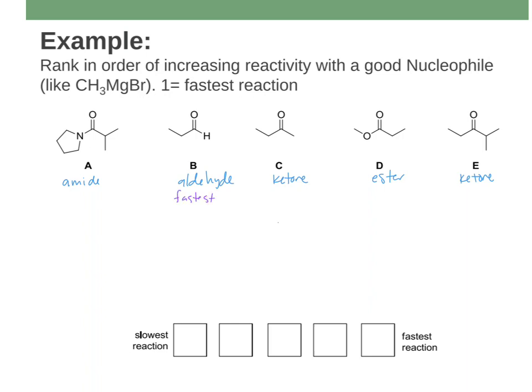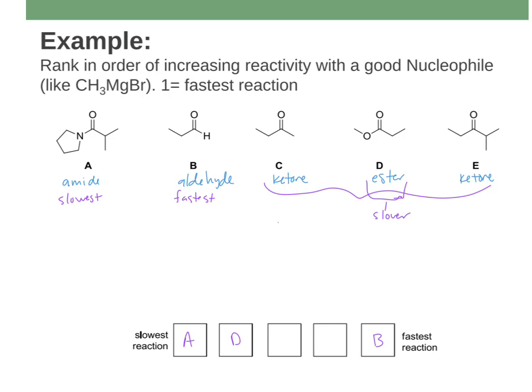So I'm going to put that as my number one, so that's B. And then amides I know are the slowest, just in terms of these functional groups. So I'm going to go ahead and put that as my slowest reaction. And then of these three that are remaining, C, D, and E, I've got two ketones and an ester. And I know that the ester is slower than ketones. So I'm going to put that as my second slowest one. And then I've got two ketones, which are equal in terms of electronics, right? So far I've just looked at electronics.